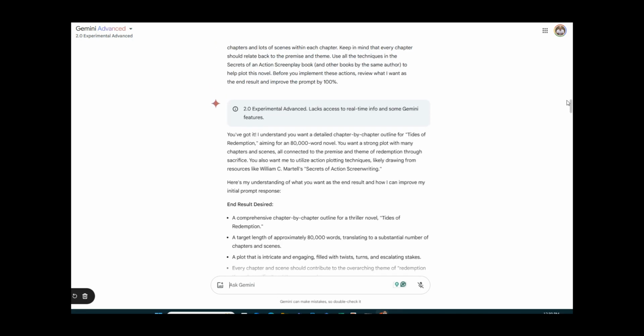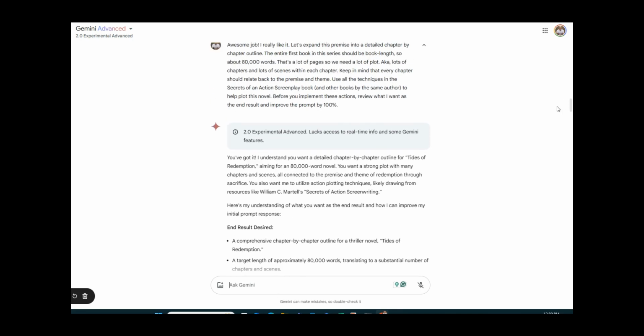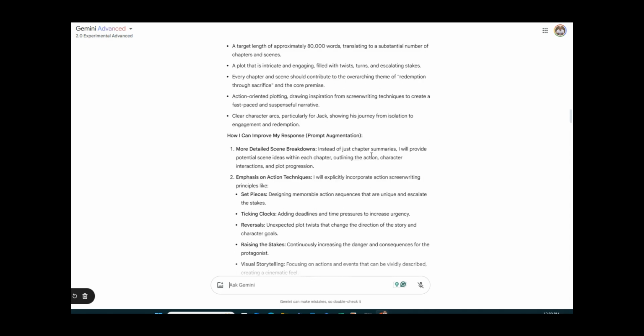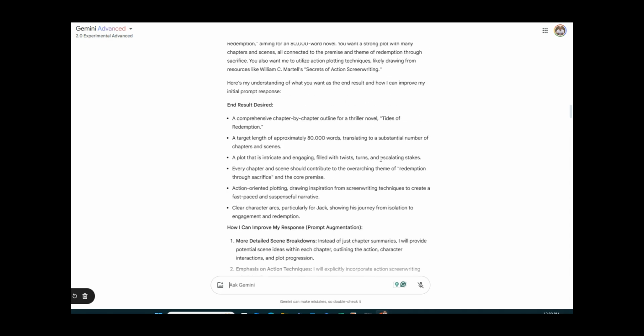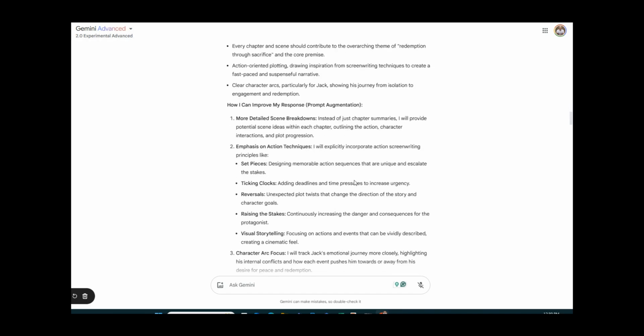Most of the time when I test these AIs, they write pretty well, but too short. Even all chapters added up would be 40,000 words, maybe. I'm hoping with this new Gemini 2.0 Experimental Advanced, we're going to do a little bit better.